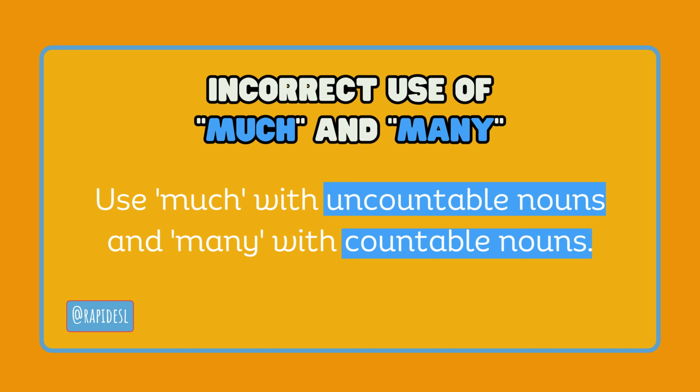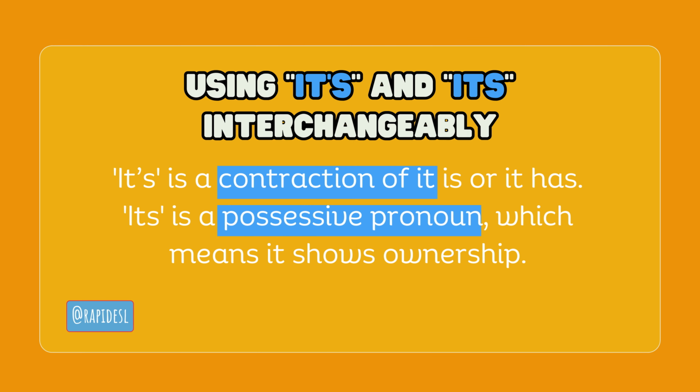Next up, the incorrect use of much and many. Much is used with uncountable nouns and many with countable nouns. Last but certainly not least, using its and it's interchangeably. Remember that it's is short for it is or it has. Its, however, is a possessive pronoun showing ownership.